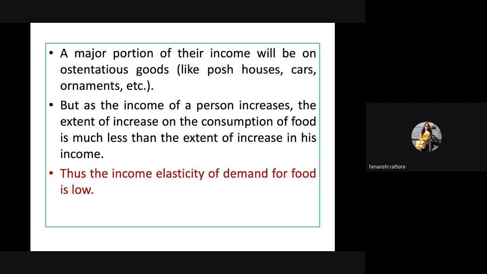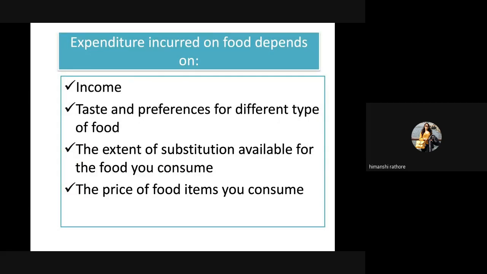These things are really simple. You need not go into detail, but you should know what food expenditure is and on which factors it depends. It depends on income. A person's income is important because ultimately money is the only thing by which you can buy food for your family. Then expenditure on food depends on income, as I told you, taste and preferences for different types of food, the extent of substitution available for the food you consume, and the price of food items you consume.